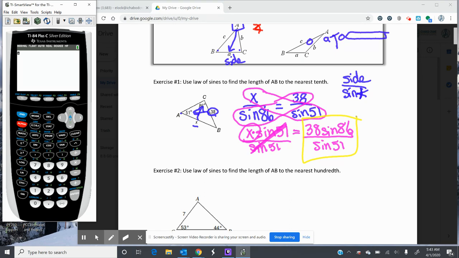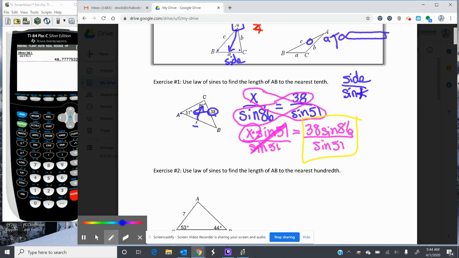So if you do have your graphing calculators, remember we have the option to do alpha y equals enter and pull up that numerator denominator. So in the numerator, we're going to put 38 sine 86 in. The denominator is sine 51. And hit enter, and you have your full answer there. So this is where we always write out our answer to 4 decimal places. So x equals 48.7777.